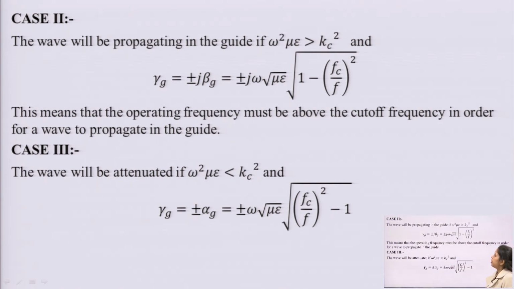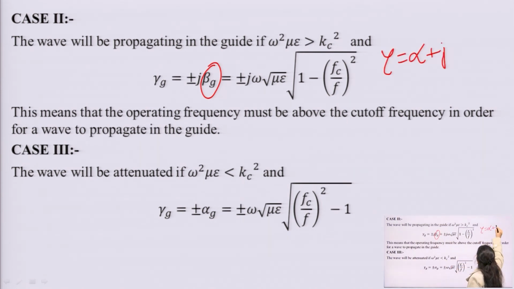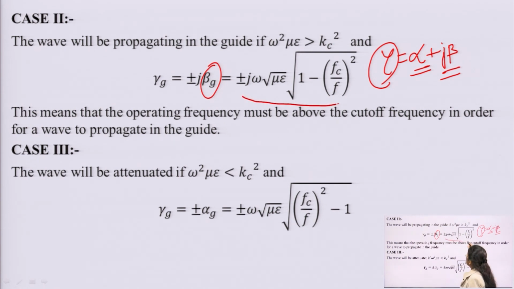Now comes the second case. This is the case when the wave is propagating. The wave will propagate when omega squared mu epsilon is greater than kc squared, that is our cutoff wave number, and in that case our propagation constant is alpha plus j beta. In this condition our attenuation will be minimum, that is why this propagation constant is related with beta. In this case our propagation constant is given by plus or minus j omega square root of mu epsilon times the square root of 1 minus (fc by f) whole squared.